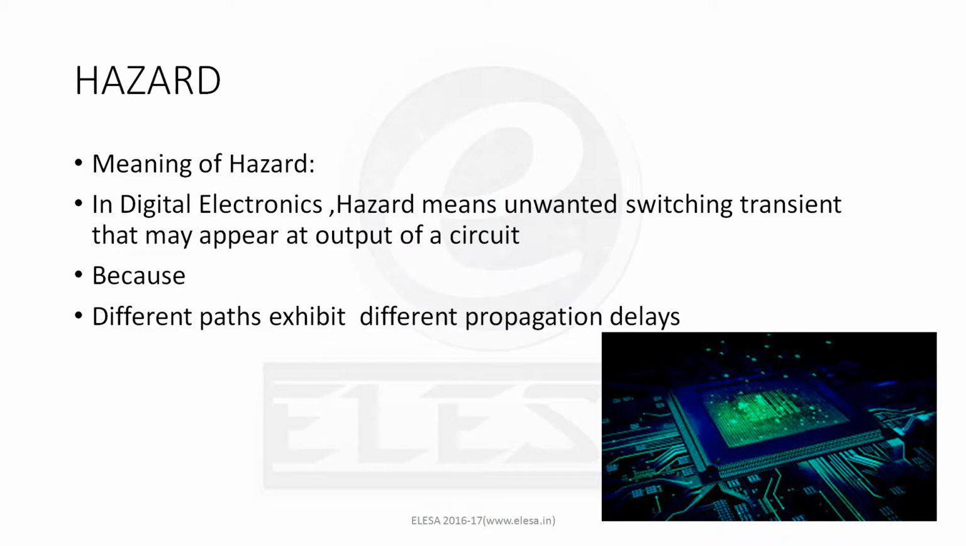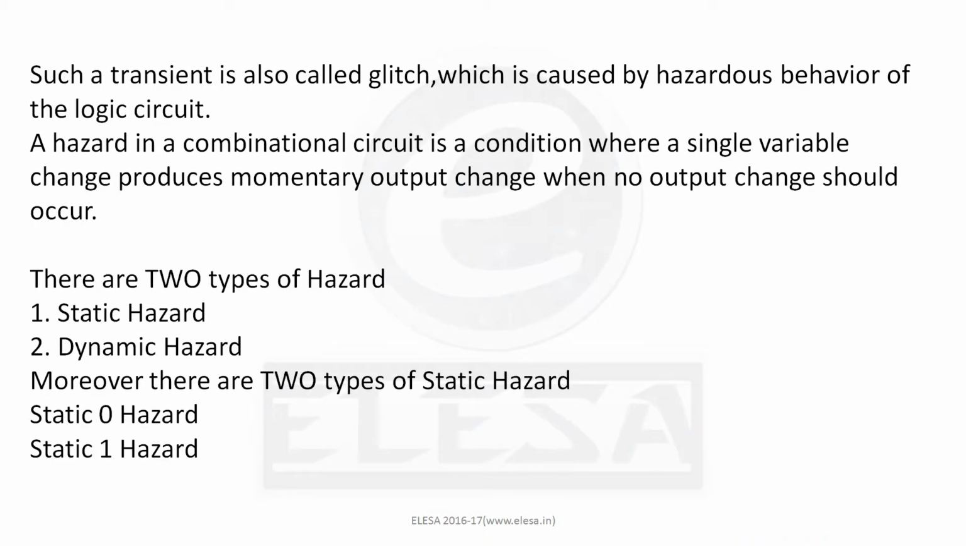Start with the meaning. In digital electronics, hazard means unwanted switching transient that may appear at the output of a circuit. And this is mainly because different paths exhibit different propagation delays. Such a transient is also called a glitch, which is caused by hazardous behavior of the logic circuit. And the hazard in a combinational circuit is a condition where a single variable change produces a momentary output change when no output change should occur.